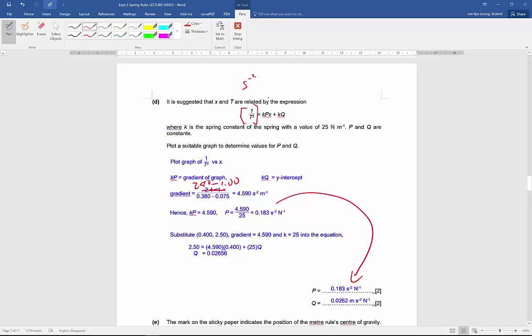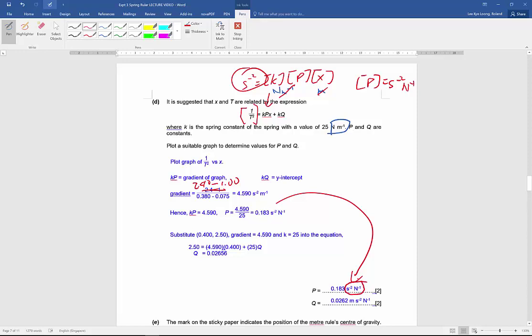Okay, so what about this one? It equals to the unit of k, unit of p, unit of x. Now unit of k is already written here. Unit of k is Newton per meter. Unit of x is meter. So what then is the unit of p? Let's cancel this. So unit of p will be equal to s to the power of minus 2 and N to the power of minus 1, because I bring this N over. So that's how you work it out.